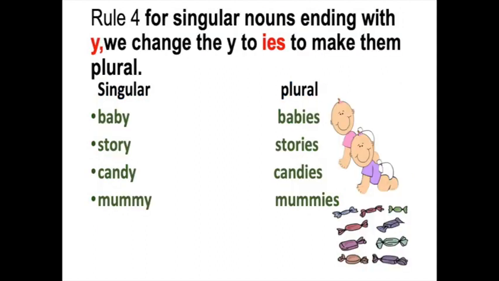Rule 4 says that for singular nouns which end with Y, that has to be changed into IES. For example, baby, babies. Story, stories. Candy, candies. Mummy, mummies. So, in place of Y, IES.